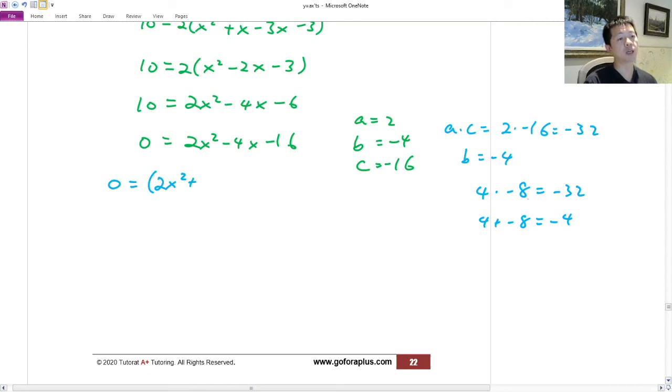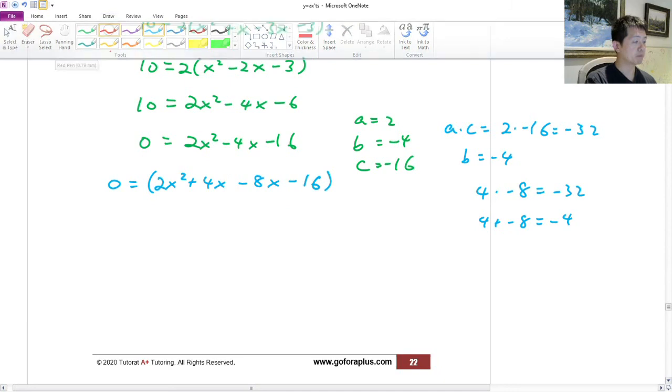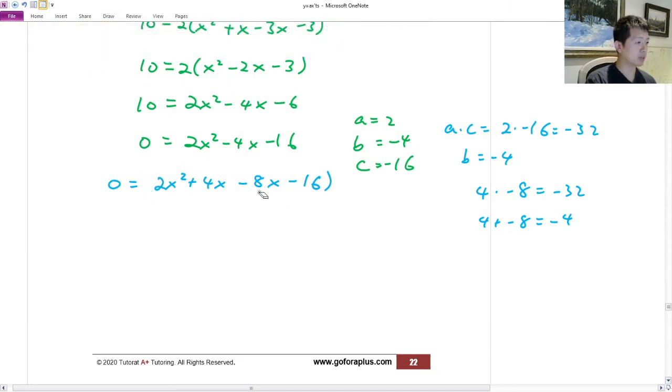So I'll have to group. I'll actually separate the minus 4x into 4x minus 8x, right? So 4x minus 8x plus 16, minus 16, sorry. Now if I group them, I put a bracket like this, and I put a bracket like this, but I have a minus sign in front, so that means I have to change the sign inside.